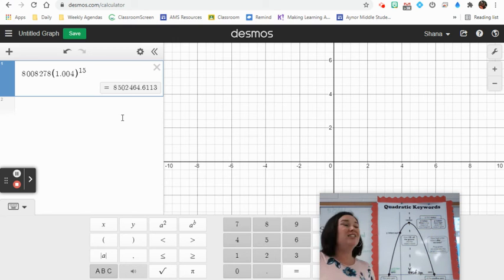Now, this is the science part of this, not the math part. But what would cause a population to grow?